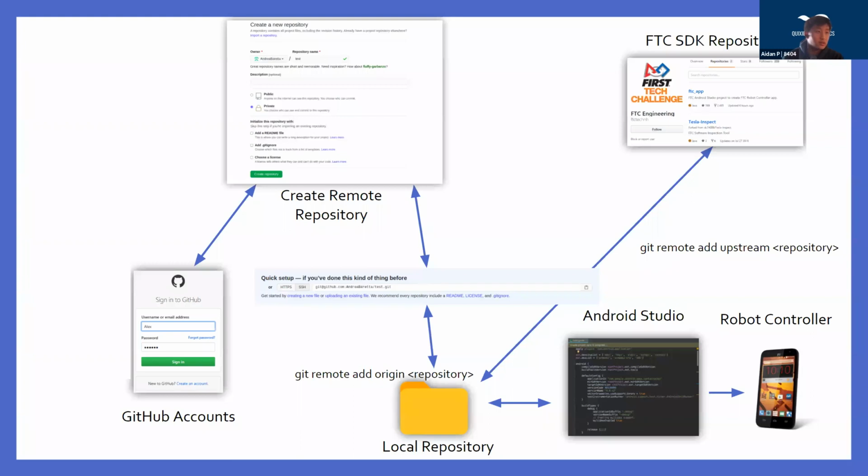And then you go to GitHub, find the FTC SDK repository, and create a remote that directs to there. You can use those two remotes to update your local repository. And from the local repository, you use an IDE like Android Studio, and from there you can use Android Studio to push your code to a robot controller.